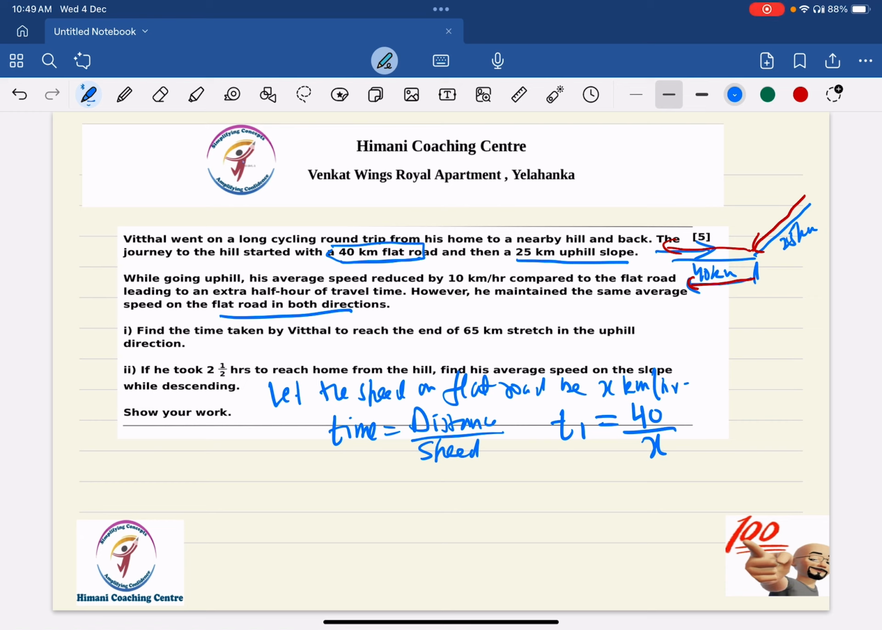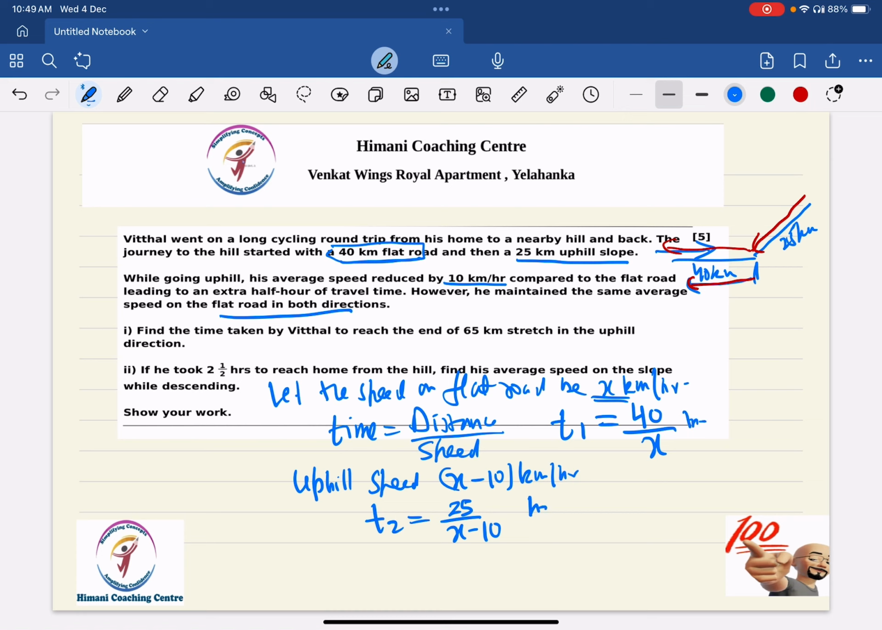Correct? Now it says that while going uphill, his average speed is reduced by 10 kilometer per hour. So now let us write the uphill speed. Since the speed on flat road was x kilometer per hour, now it has become x minus 10 kilometer per hour. What is the distance he covered uphill? 25 kilometer. So what is the time taken? T2 is 25 by x minus 10 hours. Both are in hours.